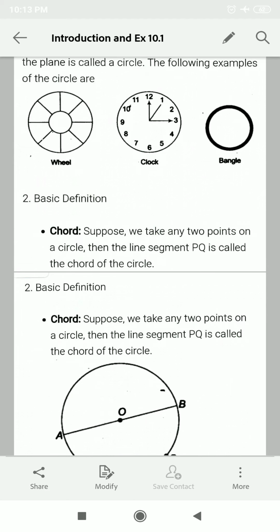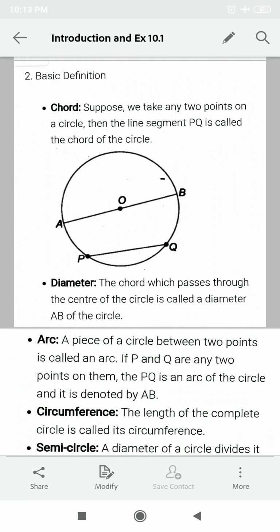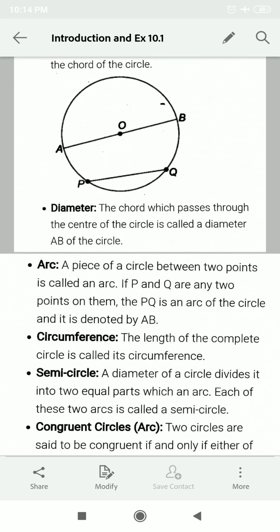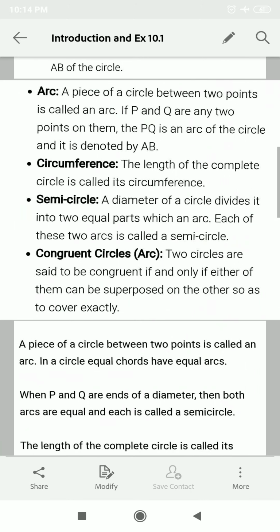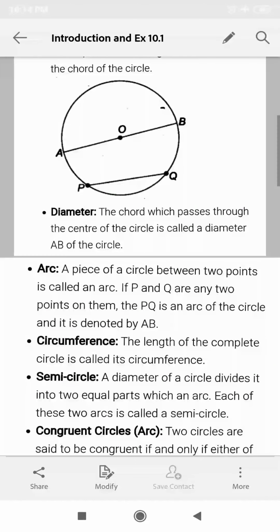Some basic definitions that we are going to study in this chapter. First is the chord. Suppose we take any 2 points on a circle, like AB and PQ we have taken. If we join those points, we will get a chord. You all know that the diameter is the longest chord of the circle. What is an arc? The piece of a circle between the 2 points is called an arc. So suppose here arc AB is there, arc PQ is there. This is known as the arc of the circle.